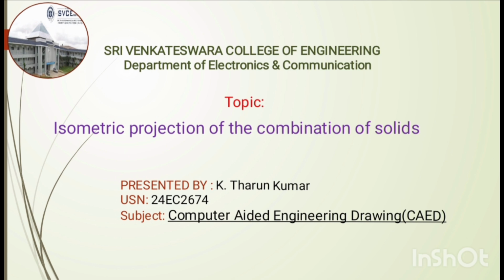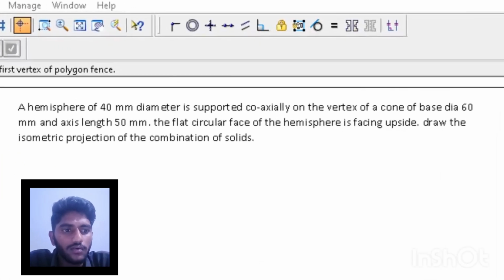Okay, in this video we will discuss the problem of isometric projection. The question is like this: a hemisphere of 40 diameter is supported coaxially on the vertex of the cone. The cone has diameter 60 and axis length 50. The flat circular face of the hemisphere is facing upside.